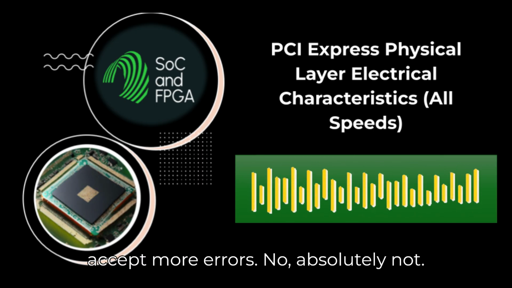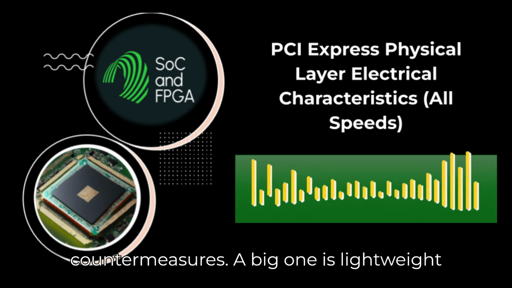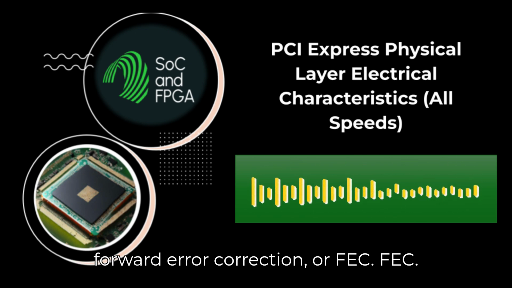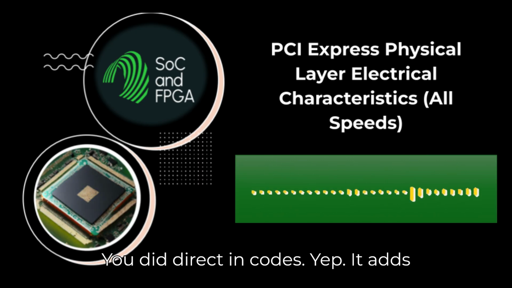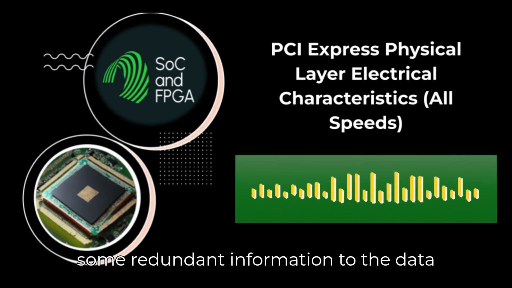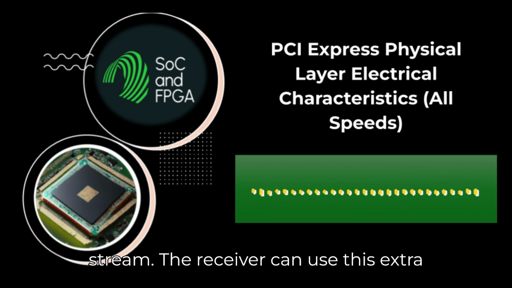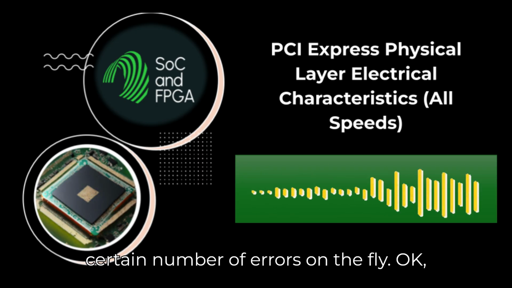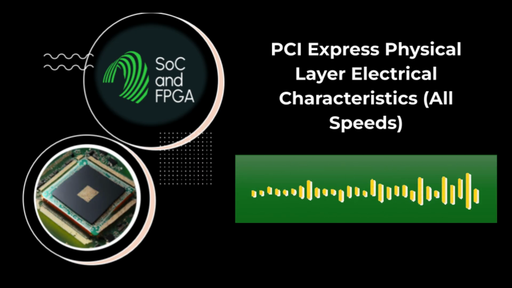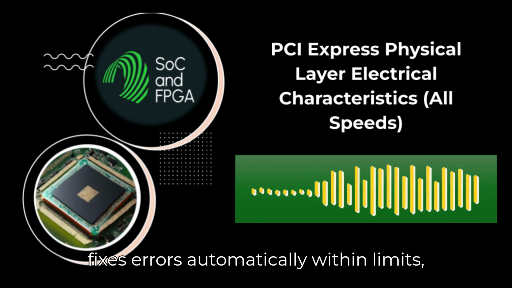No, absolutely not. Gen 6 had to build in several countermeasures. A big one is lightweight forward error correction, or FEC. FEC, data direct encodes. Yep. It adds some redundant information to the data stream. The receiver can use this extra info to detect and actually correct a certain number of errors on the fly. Okay. Fixes errors automatically. Within limits, yes.